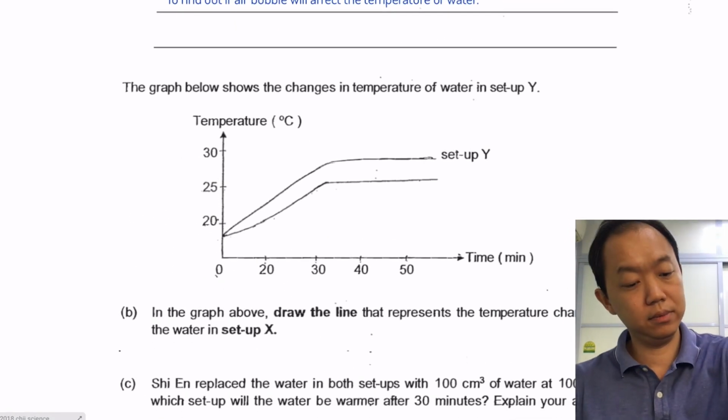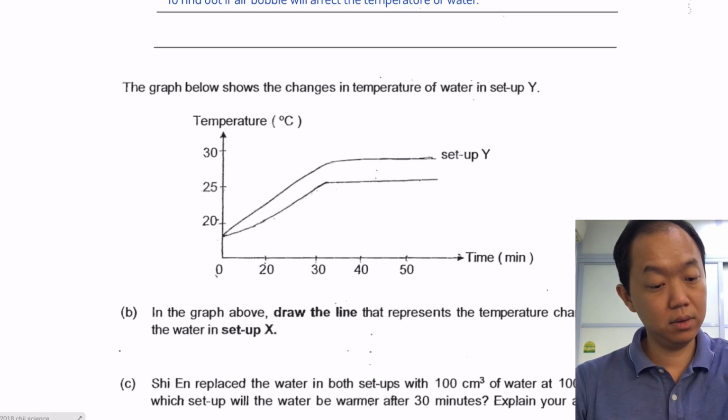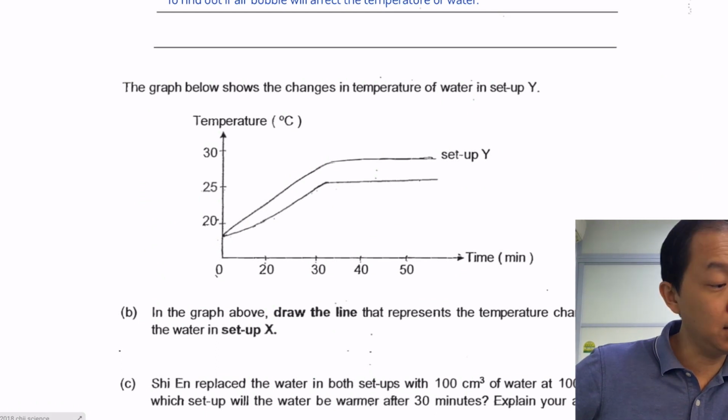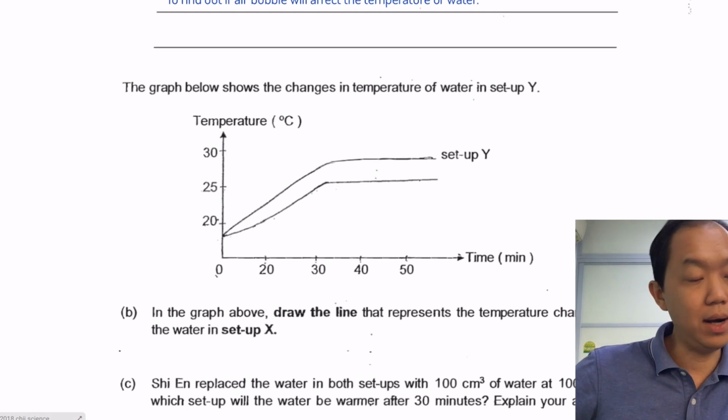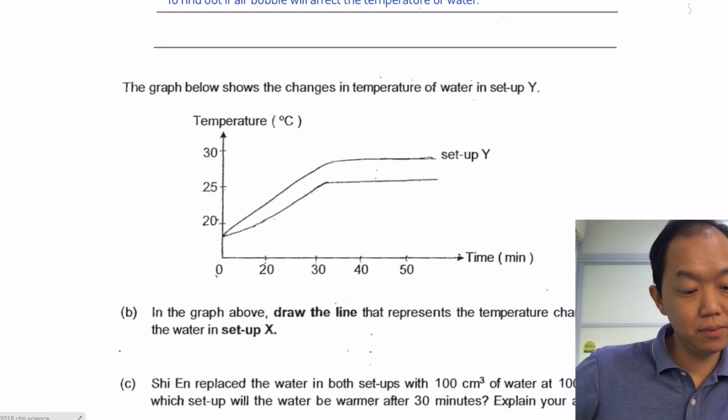So next. In the graph above, draw the line that represents the temperature changes in the water in setup X. I think it's done for you. It's the one at the bottom, right? The one at the bottom is X. Why? The temperature remains cold. Why is it cold? It's because it does not absorb heat so fast. Poor conductor, right? So it doesn't absorb the heat.